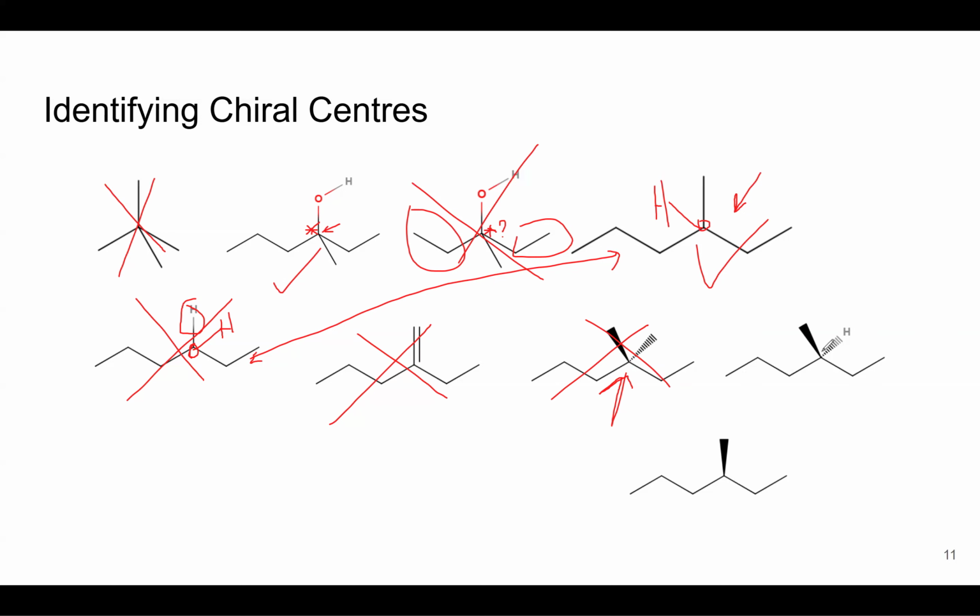Is this compound chiral, or is this a chiral center? Yes, this is a chiral center because it has four different groups: one, two, three, and four. So yes, this is chiral. So this is a chiral center, and because the compound doesn't have a line of symmetry or anything similar, it's a chiral compound.